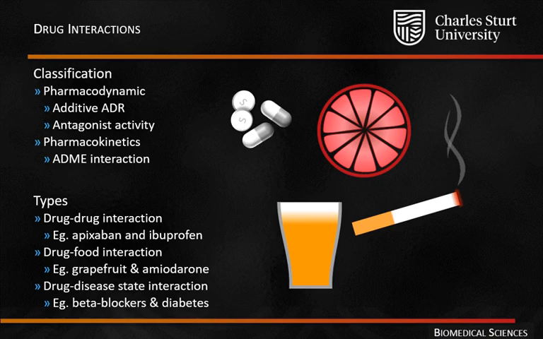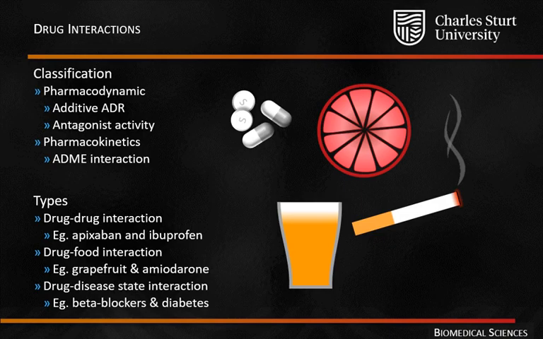So there are two main ways of classifying drug interactions. The first being a pharmacodynamic interaction, where you might get additive adverse drug reactions. So, for example, two drugs causing drowsiness will make the patient more drowsy, or two drugs that dry out the mouth will have a worse impact on salivary flow. Or they could be antagonistic in their properties. So one might cause vasoconstriction and the other one causes vasodilation.